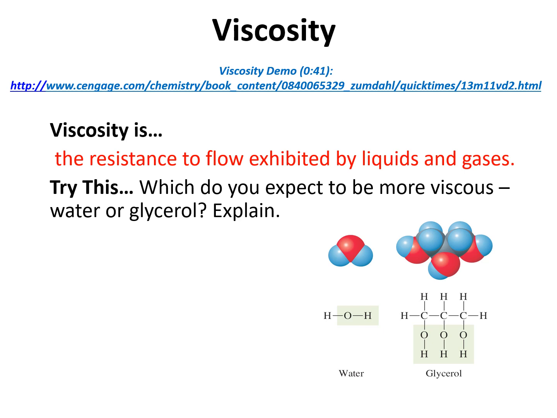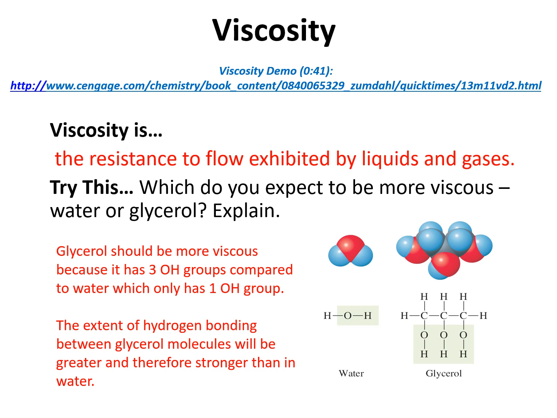Looking at the molecules at the bottom, which do you expect to be more viscous, water or glycerol? Well, when you look at those structures, water only has one OH group. Glycerol has 3 OH groups. So I would expect glycerol to have a higher extent of hydrogen bonding between its molecules and therefore have a stronger hydrogen bonding and therefore higher viscosity.